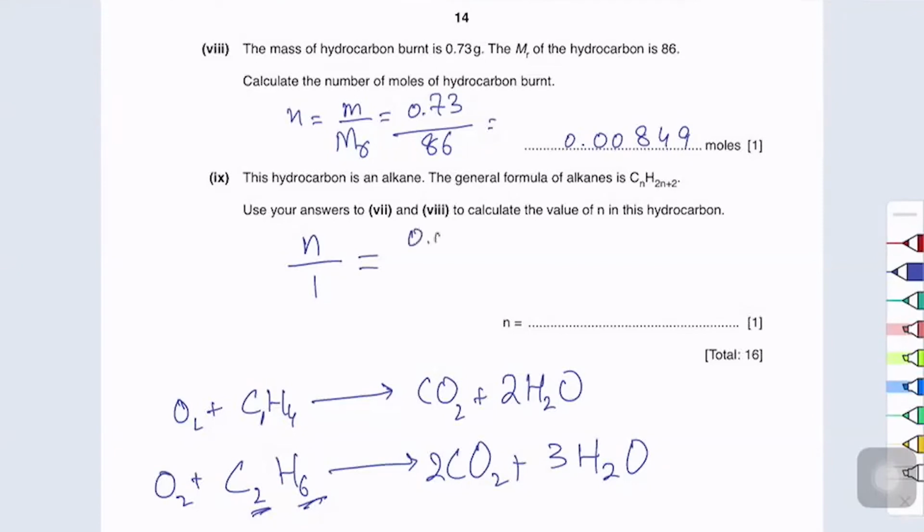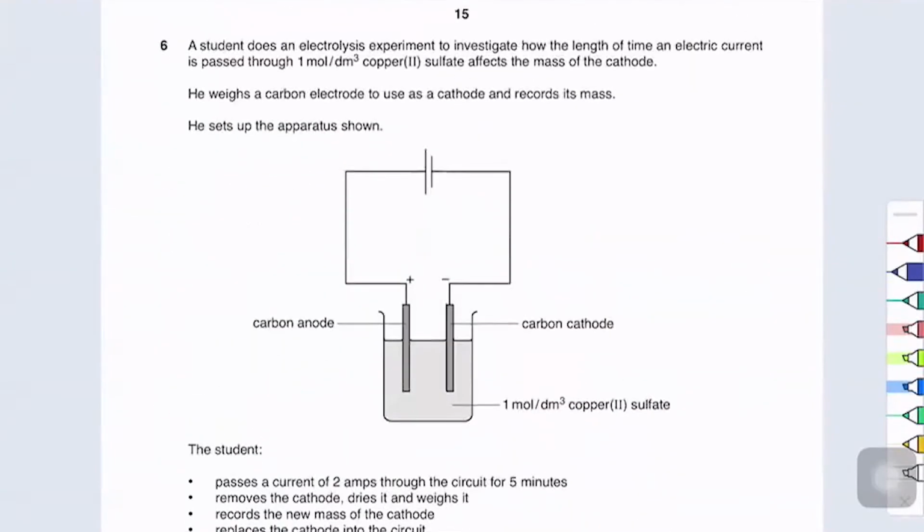So that is 0.0512 carbon dioxide divided by moles of the hydrocarbon, 0.00849. So this comes out to be a little above 6, so I'll just write 6. That's the number of carbons that I have. So this is C6H14. That's my hydrocarbon. Interesting question. Okay, I think this is the last question for today.